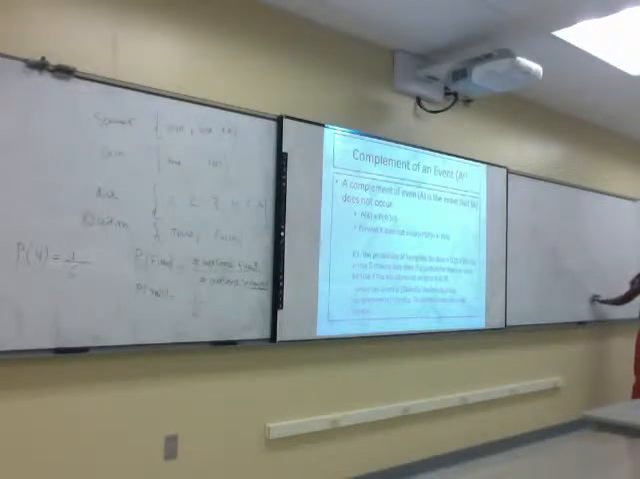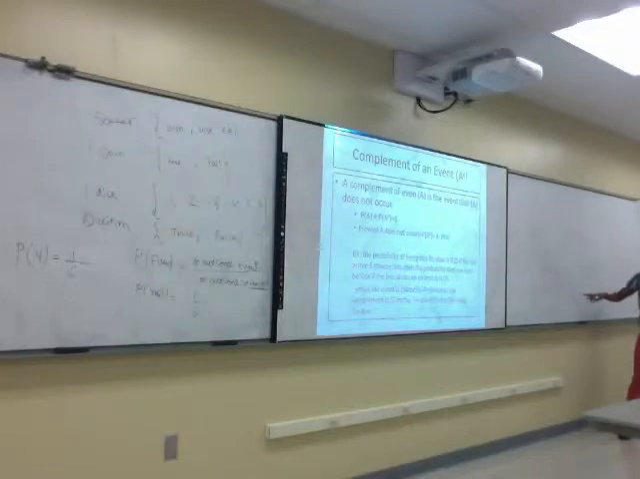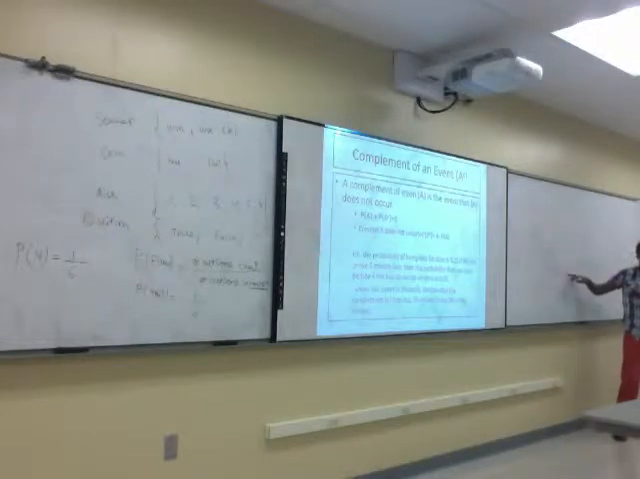Which will be 5/6. Right? Because this rule has to be met. The complement of that experiment, which is a dice, plus the probability of that event has to equal 1. So therefore, the probability of getting 4 is 1/6. The complement has to be 5/6, which will give you this rule to be true. Okay.